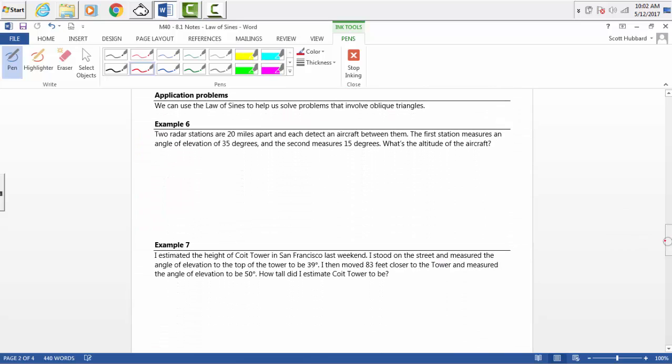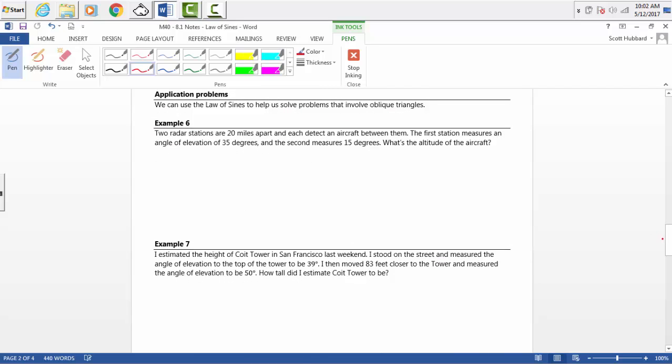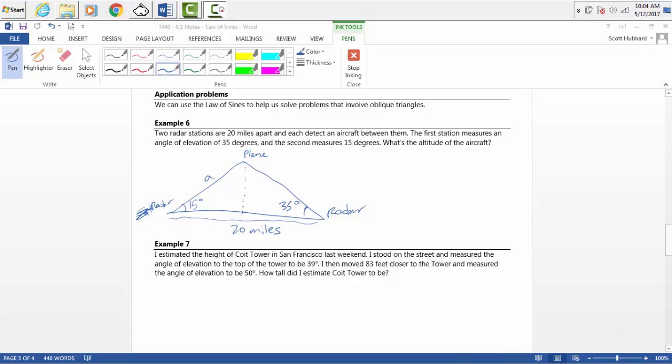I just want to do two application problems here. So go ahead and read example 6. Try to come up with an idea of what you think the picture is. Go ahead and hit pause and try to draw the picture of what's going on. Then we'll come back and I'll have my picture done. Okay, and we're back. So this is the picture I drew.